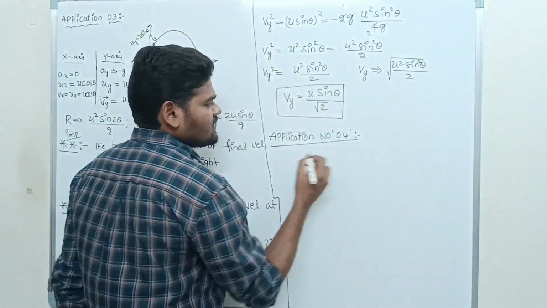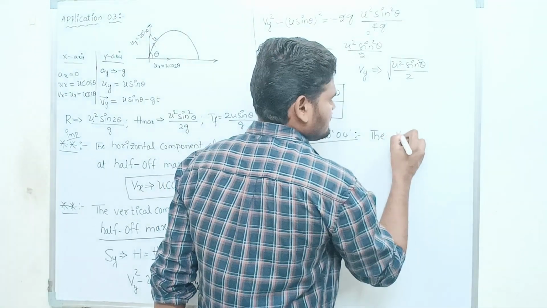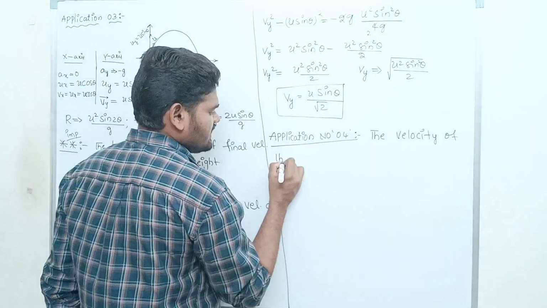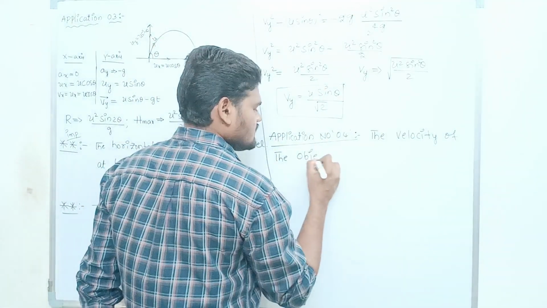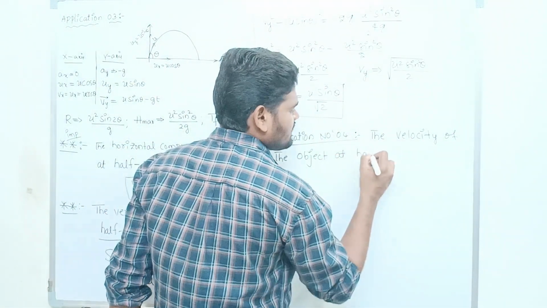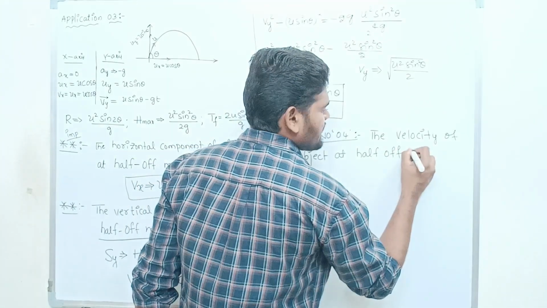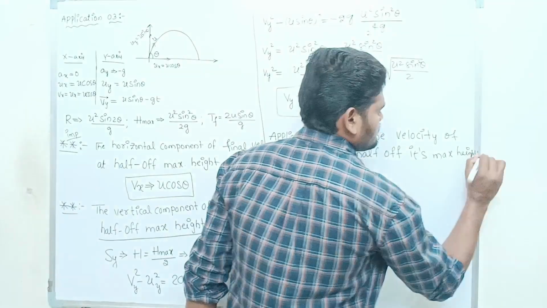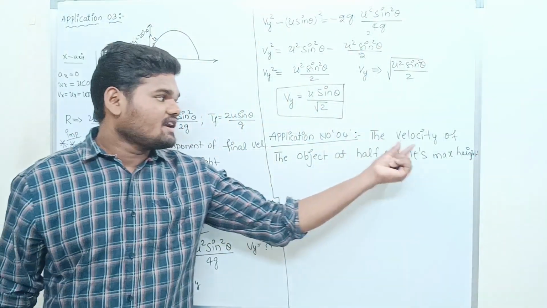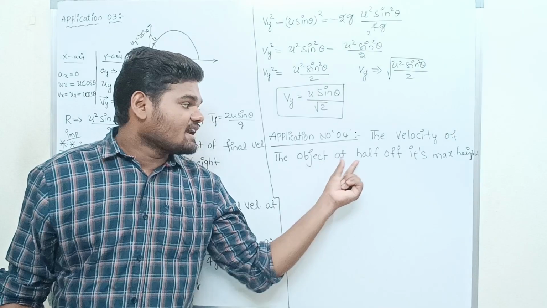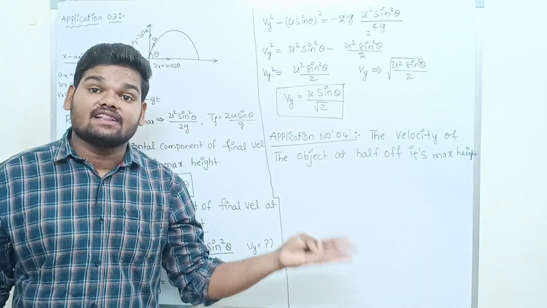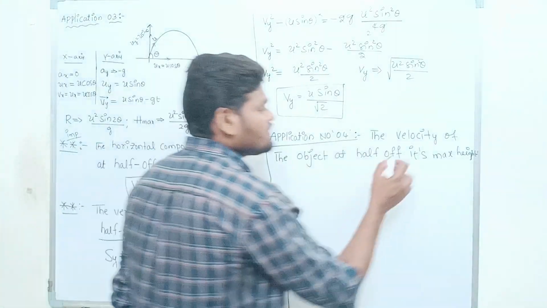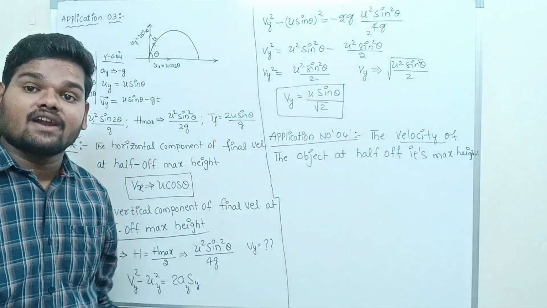Application number 4. I want to find out the velocity of the object at half of its maximum height. So what do we have to find? We have to find the velocity of the object at half of maximum height. They are not saying the vertical component, they are not saying the horizontal component. We have to find the velocity, the final velocity, the overall velocity.